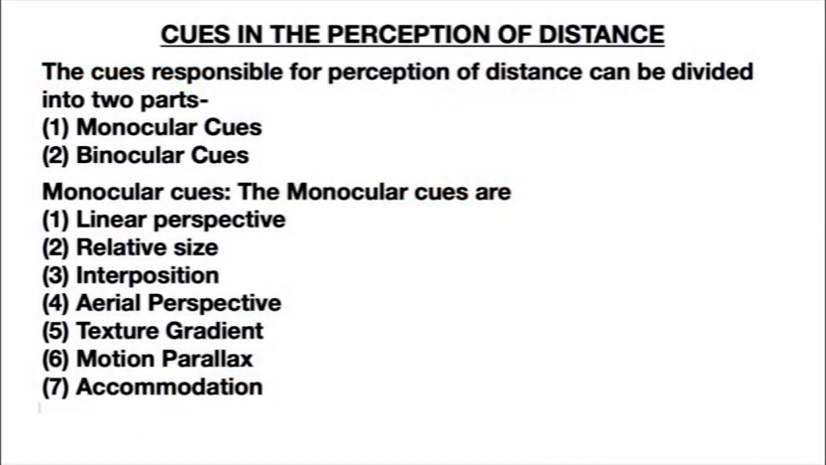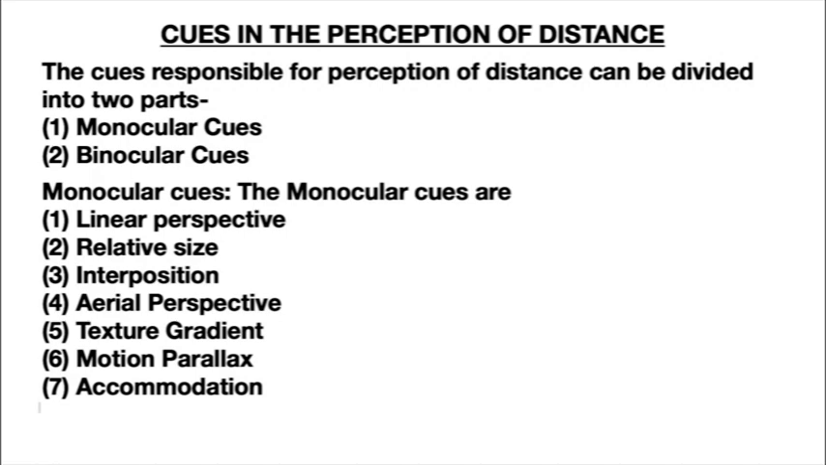Now, monocular cues: mono means one, single. If one eye is used, the cues from one eye, it is called monocular. Bino means two. If both eyes are used, it is called binocular. So, monocular cues are linear perspective, relative size, interposition, aerial perspective, texture gradient, motion parallax and accommodation.